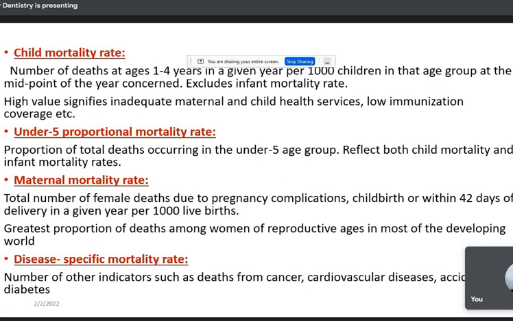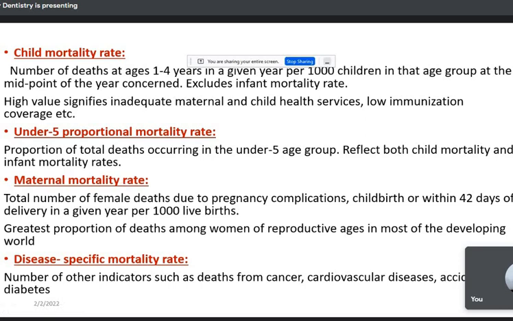Okay, so the numerator is a part of the denominator, right? But now even when I said child mortality rate, here also the numerator is the number of deaths at age 1 to 4 years, and the denominator is the total number of children in that particular age group, right? So that is the child mortality rate. And even in the under 5 it's the same, but in the maternal mortality rate you have to understand, it is very, very important. Okay, there is something different.